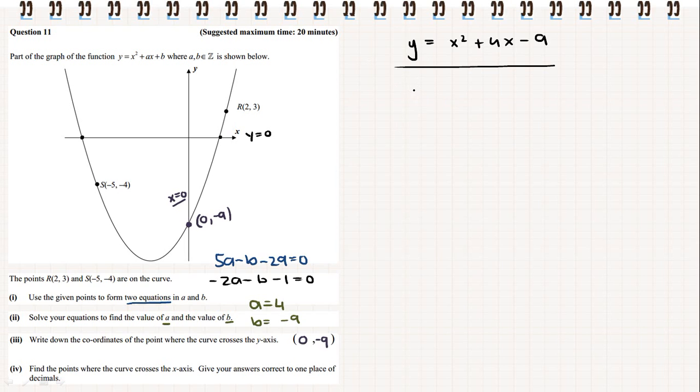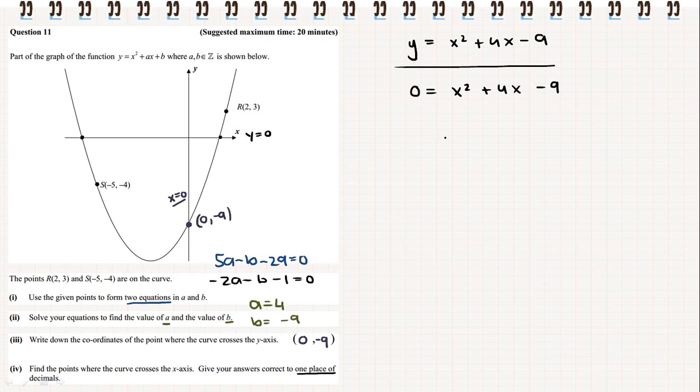So let's do that first. So now we have 0 is equal to x squared plus 4x minus 9. So we have a quadratic equation. We want to solve it and find 2 values for x. We could try with our brackets and try and factorize it and then find the roots. But there's something in the question that gives us a clue as to what we have to do. They ask us to give our answers correct to one place of decimals.